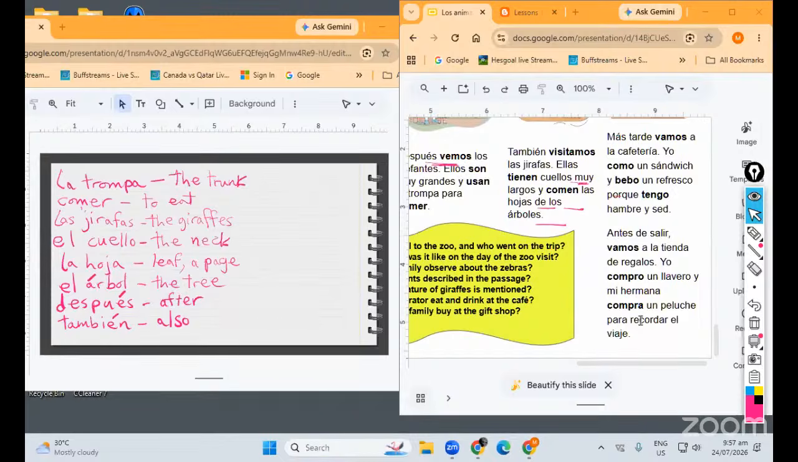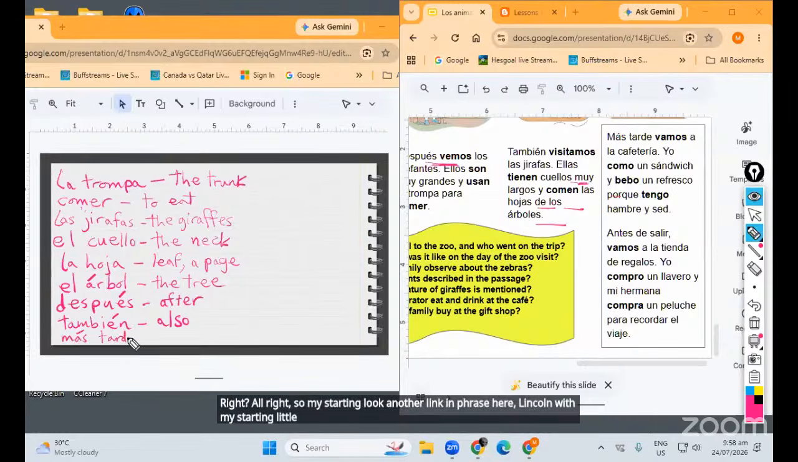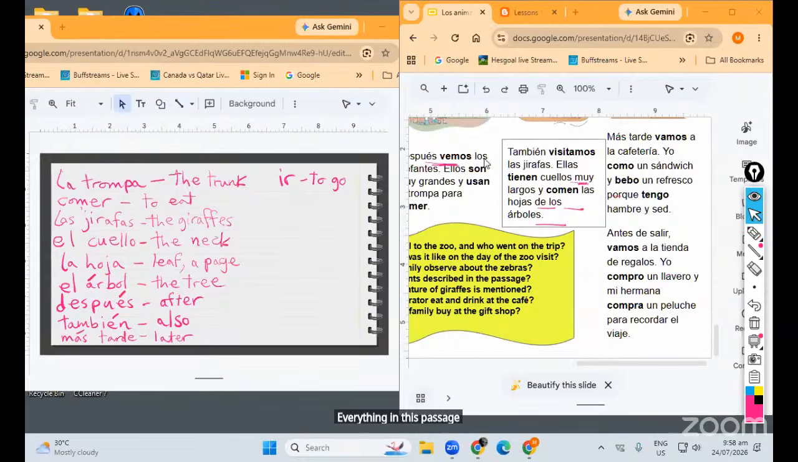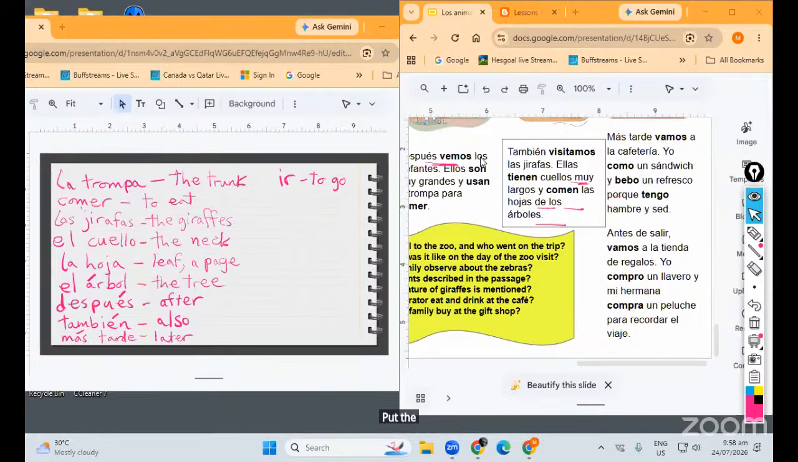All right, let's go to our last section, right? All right, so más tarde, look, another linking phrase here, linking word, más tarde, later, right? Okay, so vamos is from ir, to go. Now, everything in this passage is in present tense right now, because once we go over past tense, we are going to put the verbs into past tense. So right now it's highlighted.